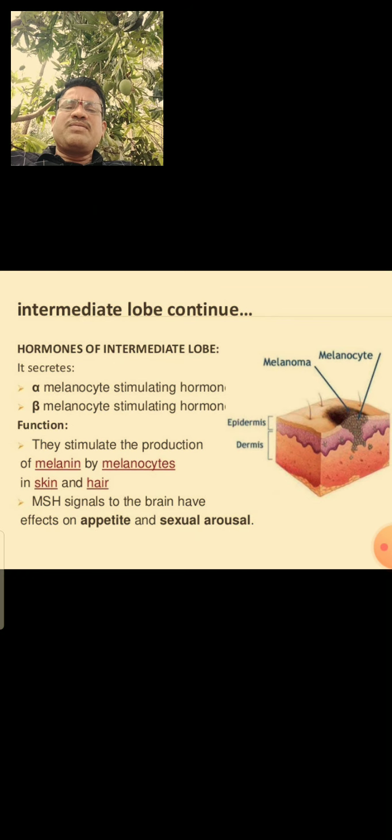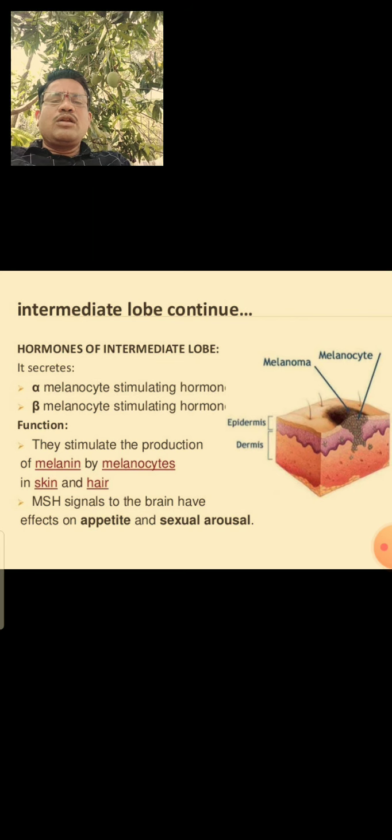What are the functions of the melanocyte stimulating hormone? They stimulate the production of melanin by melanocytes in skin and hair. Nothing but it can affect the color of the hair and skin. So, MSH signals to the brain have effects on appetite and sexual arousal.